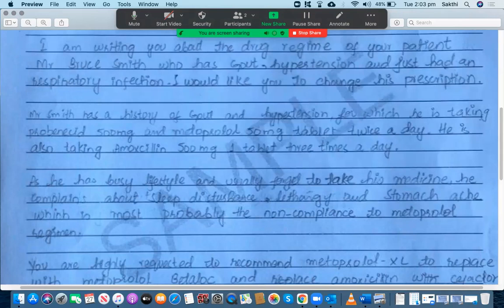Is there any proper or special word, any other synonym, which we can use instead of "he's taking"? Yes, he's also taking. You can actually change this active voice into the passive voice. You can say, for example, "also, comma, amoxicillin 500 mg, one tablet 3 times a day, is also taken by him. He's also commenced, he's also started." You can also write it the other way around: he's also taking amoxicillin 500 mg, one tablet 3 times a day.